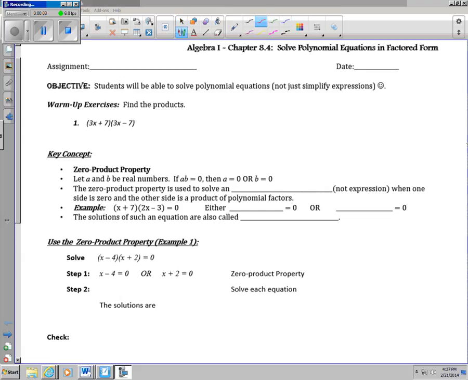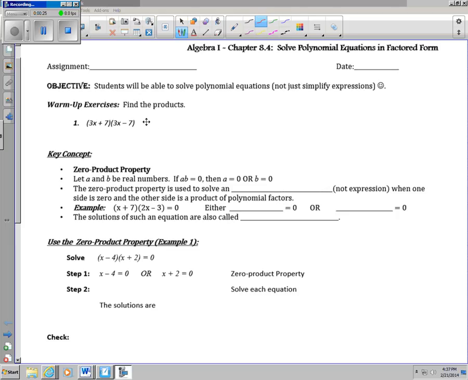This is Mrs. Vance, where we are going to be doing Algebra 1, Chapter 8.4. We're going to solve polynomial equations in factored form. Before we begin getting into the key concepts, let's go ahead and do the warm-up exercises. Go ahead and take a minute and do that on your own.